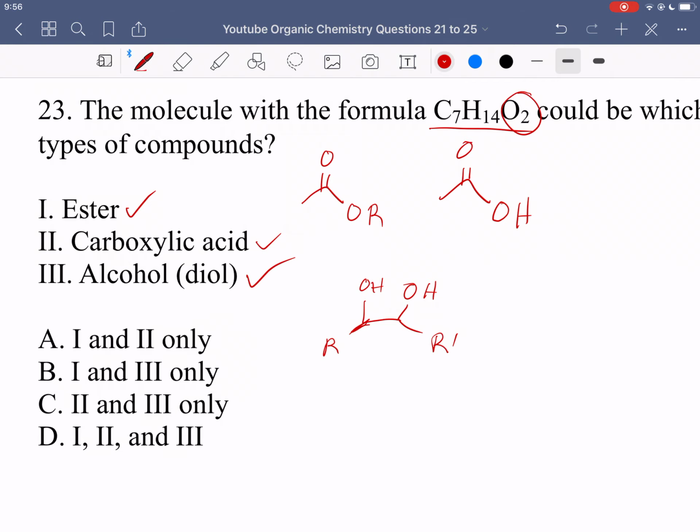If for some reason they said an alcohol with only one alcoholic group, one hydroxide group, then we couldn't make that alcohol because we should have only O1, but we have O2, so two oxygens. But because they said it's a diol, yeah, it makes sense that we could reasonably make this compound as well.